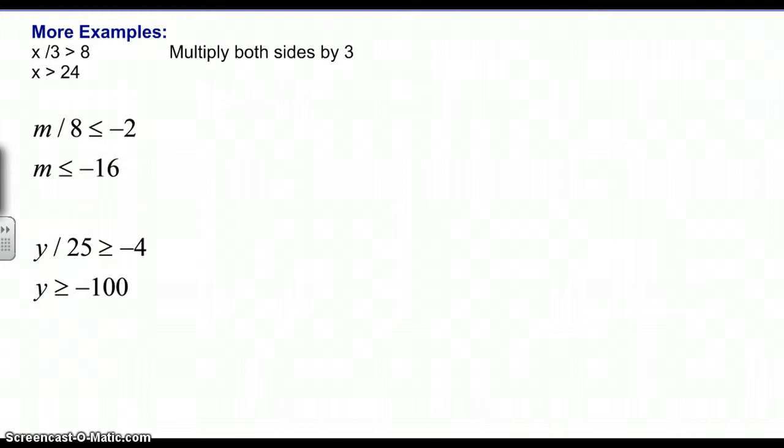In the next example, m divided by 8 is less than or equal to negative 2. We're going to multiply by 8 to solve for m. So we get m is less than or equal to negative 16. Don't be thrown by the fact that there is a negative in this inequality. It's only when you multiply by a negative that the sign changes. And then you can look at the last example. It follows the same pattern as the one we've looked at.